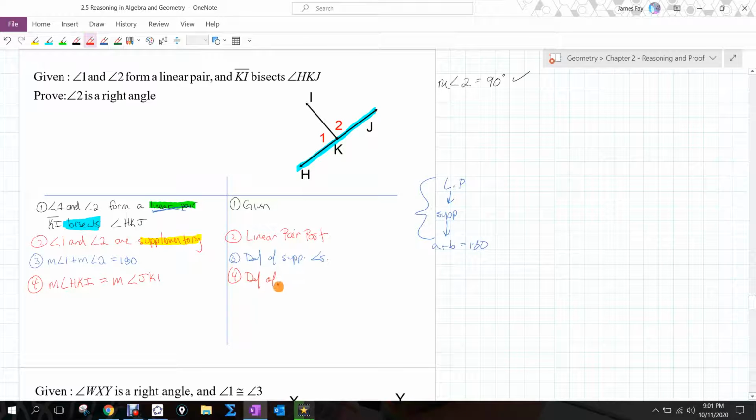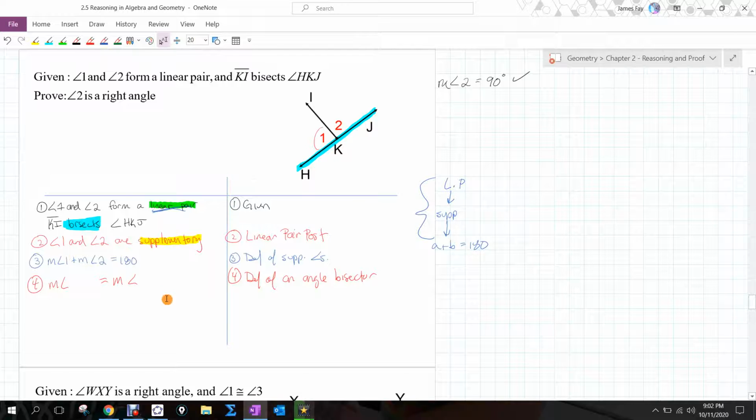And that's the definition of an angle bisector. Okay. Now, when I look at measure of angle HKI and measure of angle IKJ, we can write them that way. It's up to you, but HKI is also being called angle 1. So let's maybe write it that way. It's just going to make the next step a little bit easier.